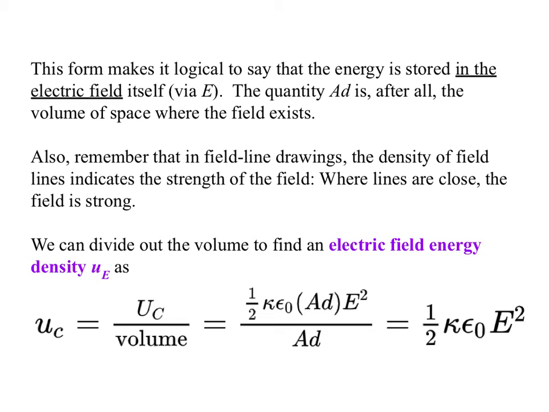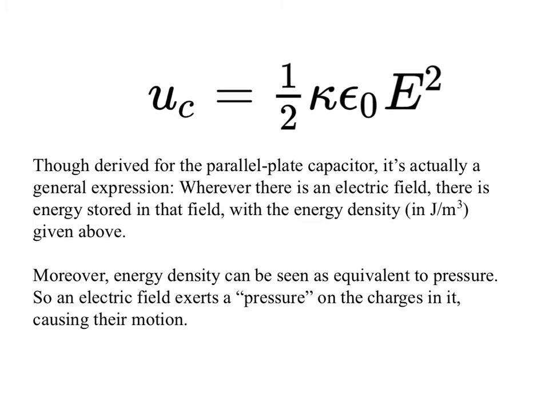naught times E squared. Even though we've derived this for the parallel plate capacitor, it turns out that is a generic and true thing for anywhere in space. Wherever there is an electric field, there is energy stored in that field, and the energy density in joules per meter cubed is given above. Notice that even in vacuum, we'd have energy stored even if there's no atoms to store it. So it must be the electric field that's holding it. In dielectrics, of course, you could imagine that it was stored inside the atoms of the dielectric. But even when kappa is 1 and we have a vacuum, we still have energy.